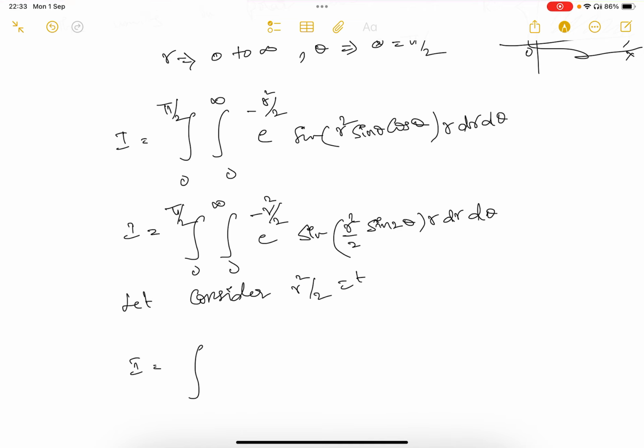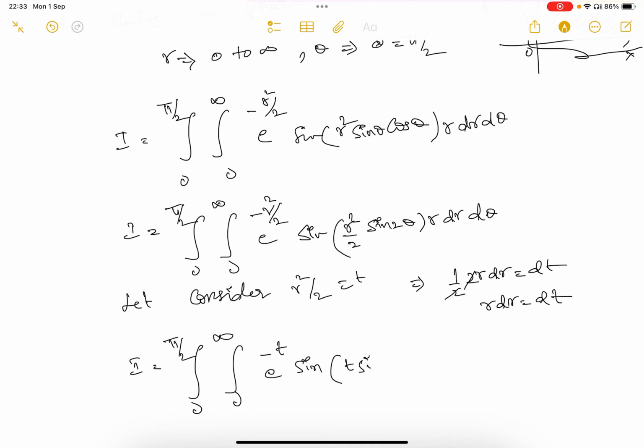So I equal to integral 0 to pi by 2. What about this? Half into 2r dr equals dt, so r dr is dt. Then this will be integral 0 to infinity e power minus t sine of t into sine 2 theta. Fine. Then r dr is dt, into d theta.